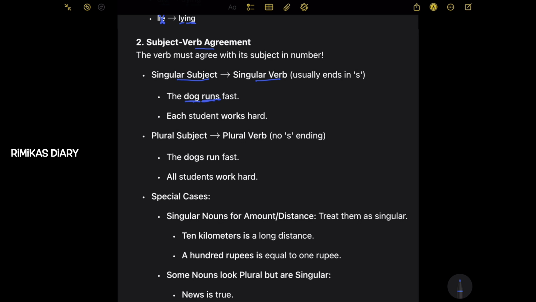The verb must agree with its subject in number. So if there's a singular subject, singular verb. So it usually ends in s. The dog runs fast. Each student works hard. So if there's a singular subject, like here the singular subject is dog, then you should add a singular verb. Usually the singular verb ends in s. So runs. Each student works hard. So here student is a singular subject, so you should add a singular verb, which is works.